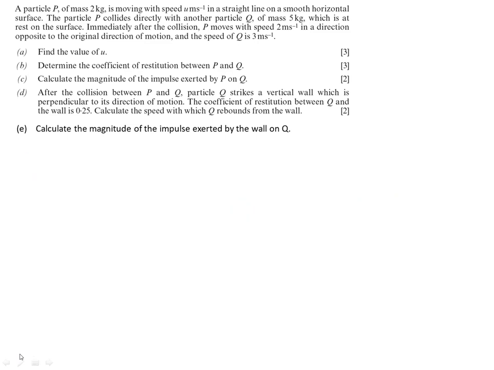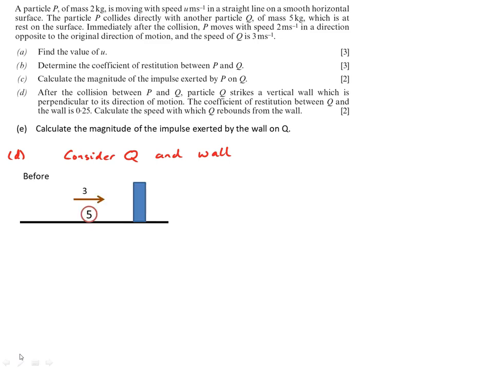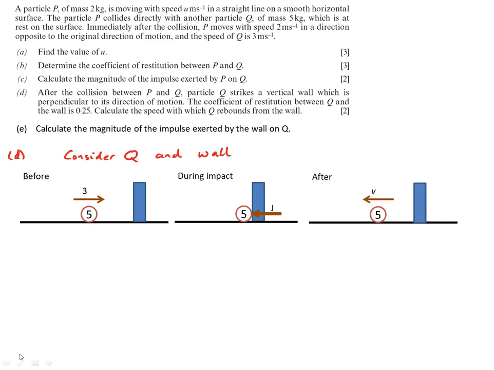Okay, so we need a new diagram. We're considering the motion of Q and the wall. We know that Q is moving at 3 meters per second as it approaches the wall. It then receives an impact from the wall, so that's an impulse from the wall as it hits the wall, and then it rebounds with speed v.